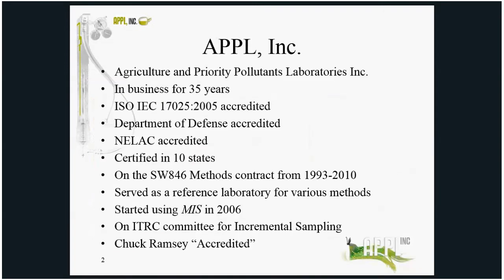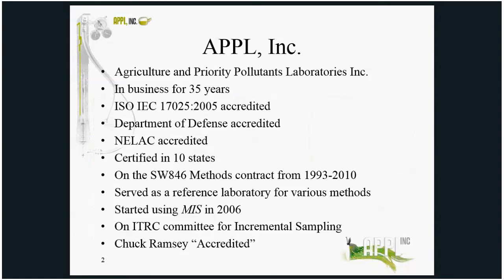Our legal name is Agriculture and Priority Pollutant Laboratories, but we're doing business as APPL Inc. We've been around for 35 years, and we hold accreditation for ISO 17025, DOD 5.1, and NELAC. We also have certifications in 10 states. We were on the Office of Solid Waste Methods Development contract as a subcontractor for 17 years.